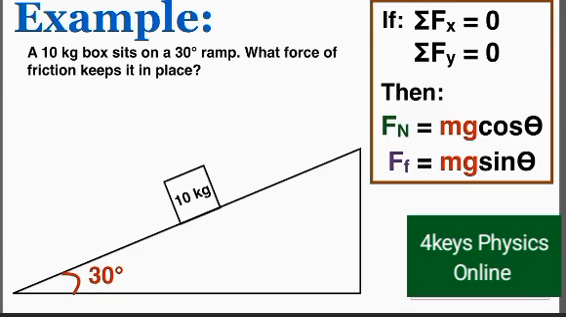So let's look at a specific example where we can apply this. A 10 kg box is on a 30-degree ramp. What is the force of friction that keeps it in place? So those are the forces that are acting on the box, and we can resolve there by saying 9.81, our gravitational field strength, times our mass. We get 98.1 N for the force of gravity there.